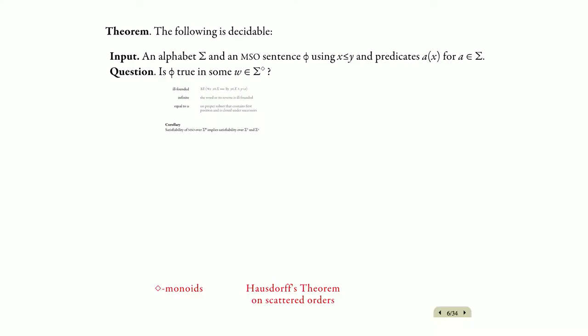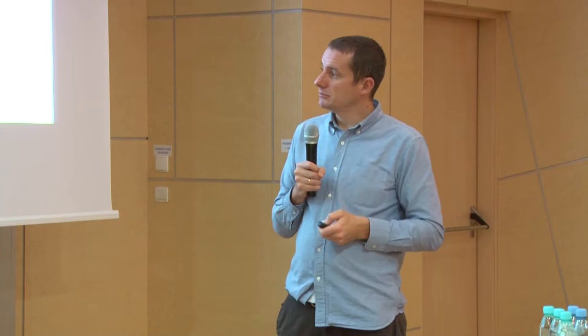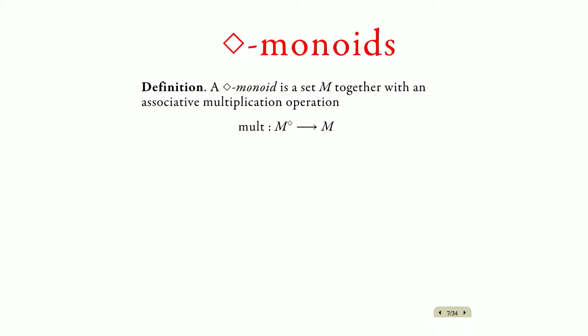And then, combining Hausdorff's theorem with a Ramsey argument, we are going to get a result which will be sufficient to prove this. Okay, so those are the three things that I want to do. And let's begin. So let's begin by saying, what is the notion of monoid? What is a monoid for scattered countable linear orders? Well, it's the following thing.